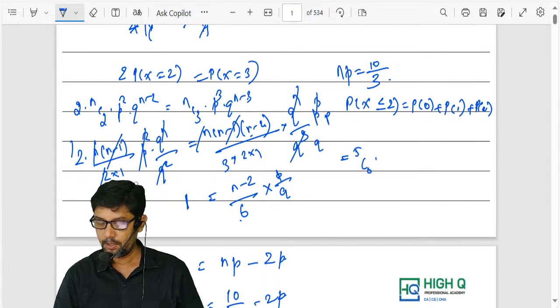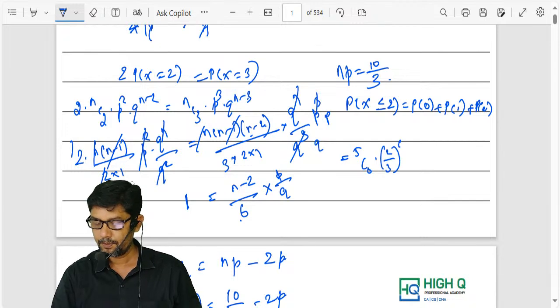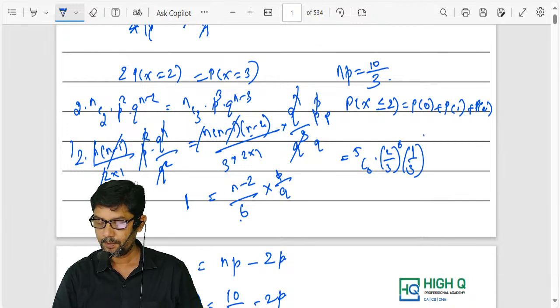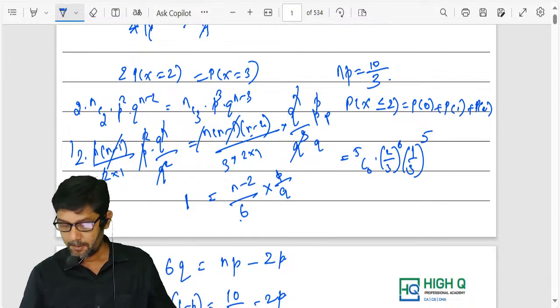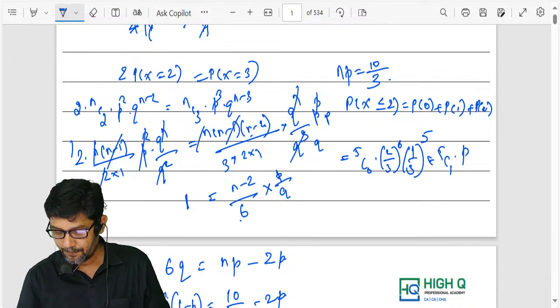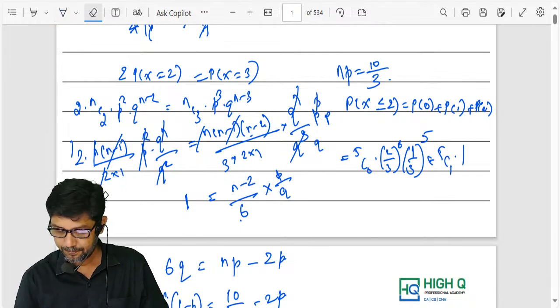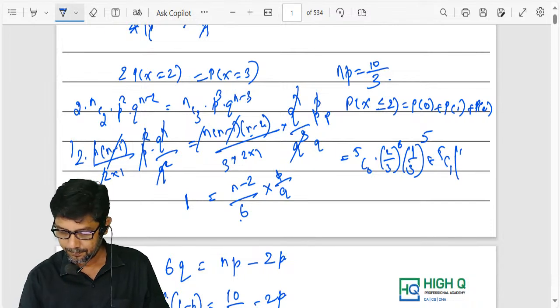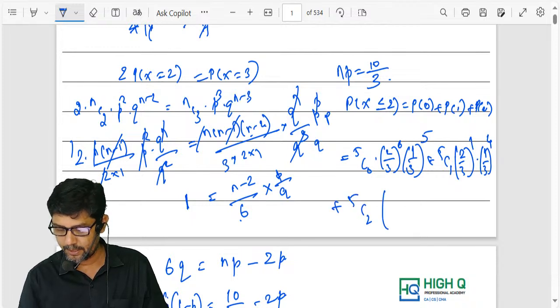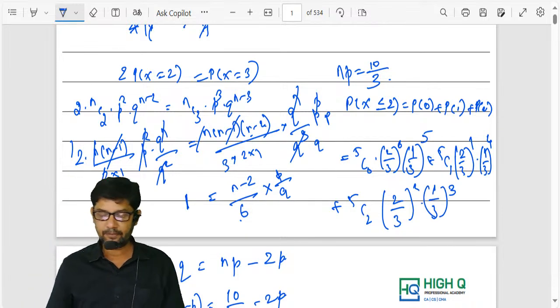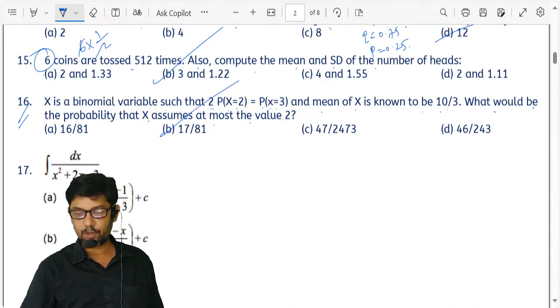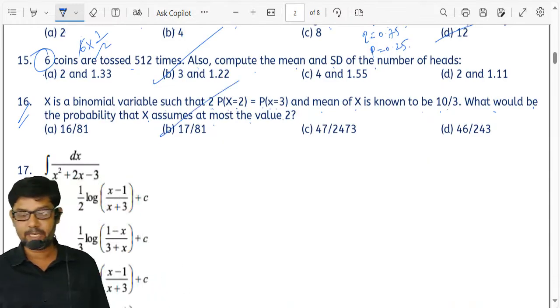5C0, P power 0, Q power 5 plus 5C1, P power 1, Q power 4 plus 5C2, 2 by 3 whole power 2, 1 by 3 whole power 3. You have to simplify and get the answer. The same question I solved earlier also. The answer was 17 by 81.